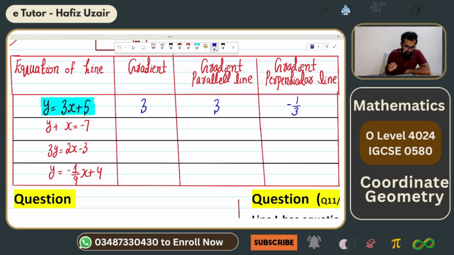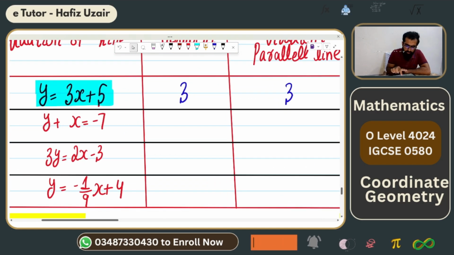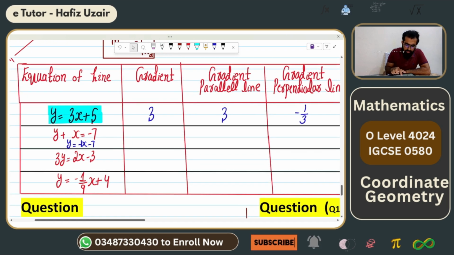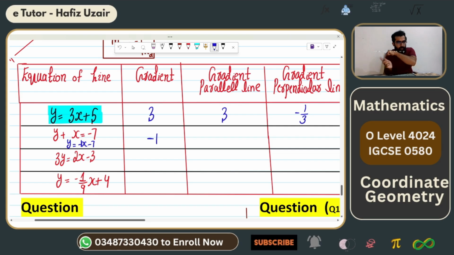Now for the next equation, we cannot find the gradient of this line directly. Let's make y the subject. So y equals minus x minus 7. Now x has no number with it, no coefficient, so we have 1 here. So what is the gradient of this line? The gradient of this line is minus 1. And what will be the gradient of a line that is parallel to this line?